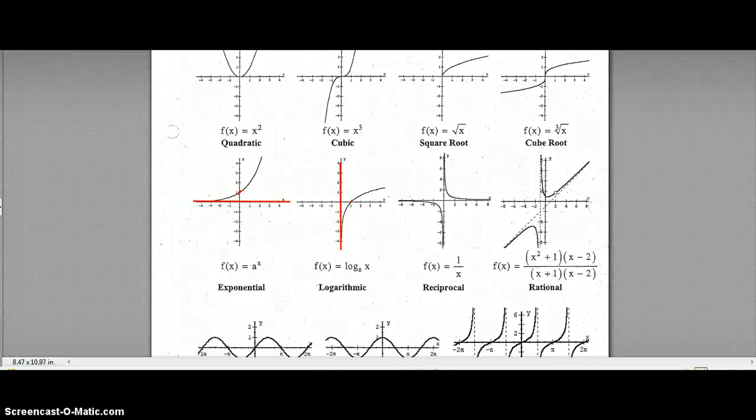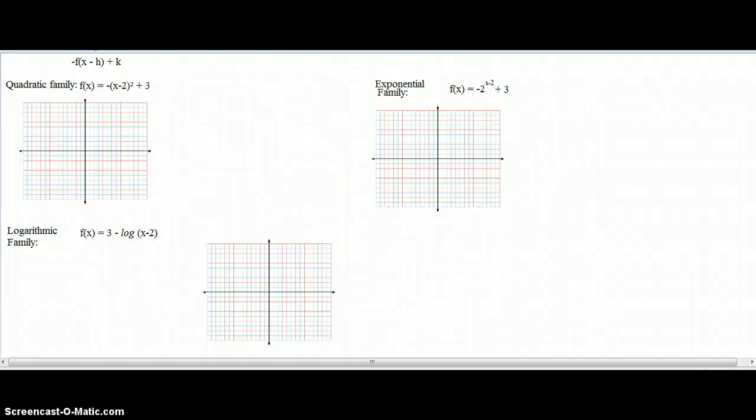So let me go over to here now. And I have 3 separate functions up here. I tried to make them similar so we could see what's happening depending on what family we're in.